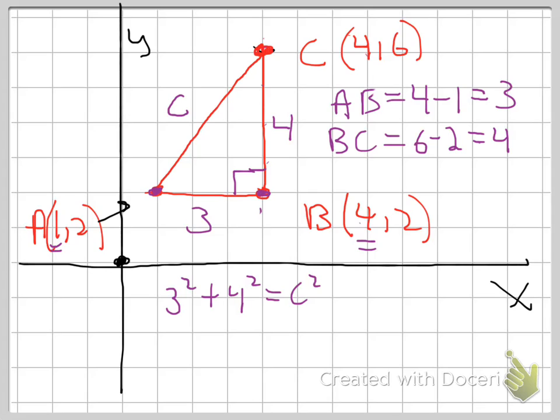Remember, C is the hypotenuse here, so it has to be alone. This is going to give us 25 is equal to C squared. C will be the square root of 25, which is a length of 5. So one way to find distance on a number line when the two points aren't like A and B or B and C, they're not on a horizontal or vertical line, is to apply the Pythagorean theorem to find that length.